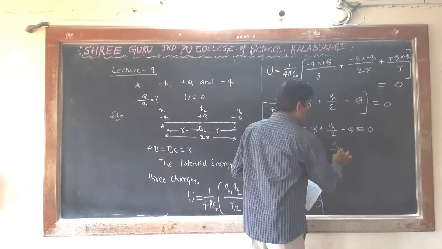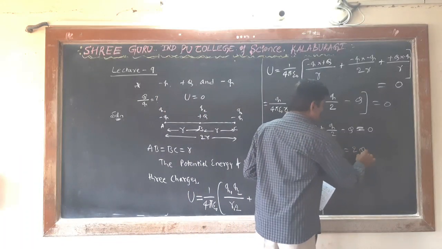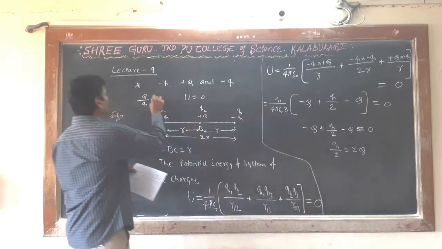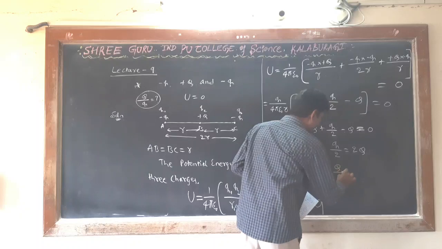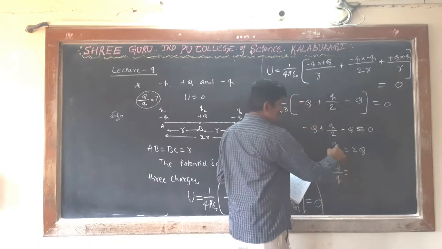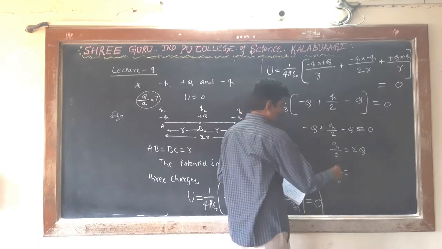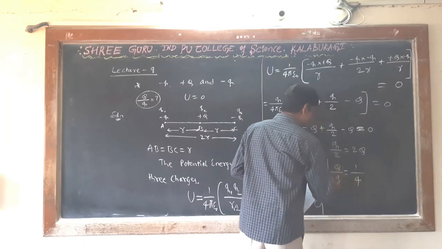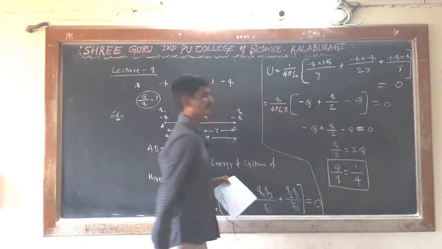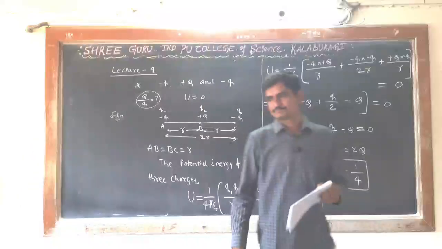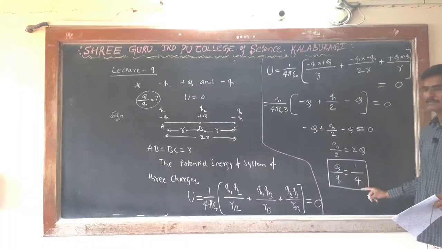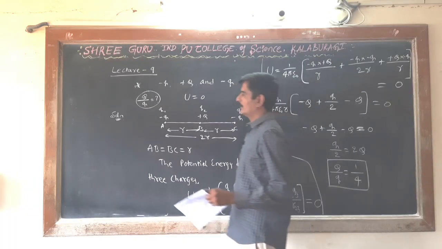So q by 2 is equal to 2Q, and what do they want? They want capital Q divided by small q. So take this small q to this side, you will get 1 by 4. So capital Q divided by small q is 1 by 4. So 1 by 4 is the answer.